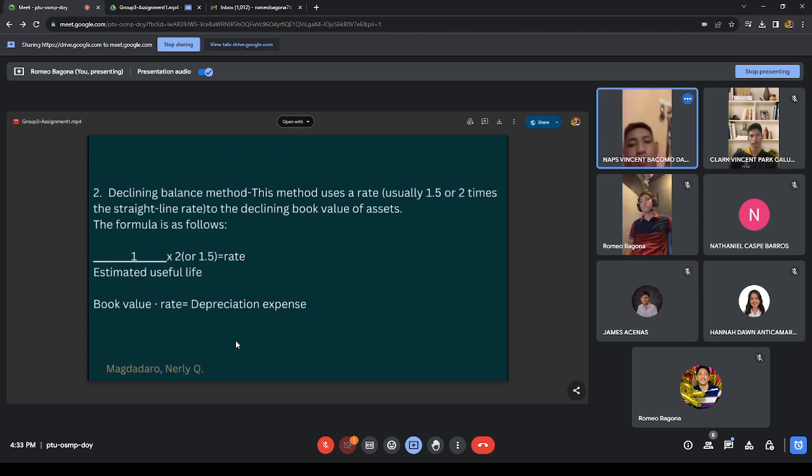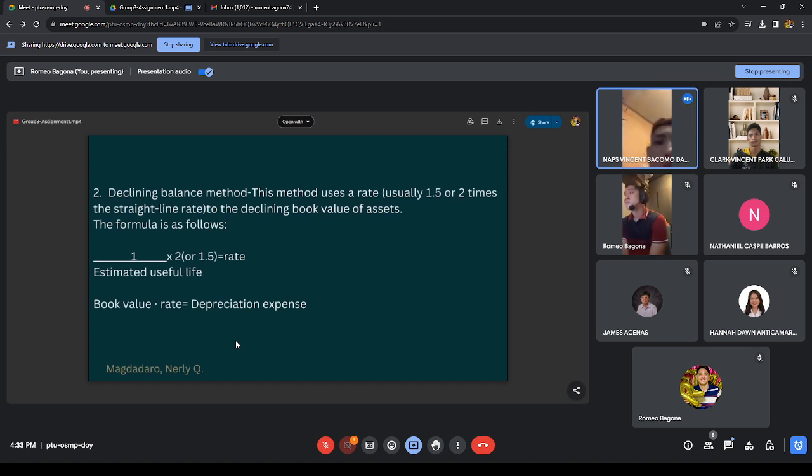This method uses a rate, usually 1.5 or 2 times the straight line rate, applied to the declining book value of the asset. Here, assets are depreciated at a higher rate in the initial years than in the subsequent years. Under this method, a constant depreciation rate is applied to an asset's declining book value each year. This method results in accelerated depreciation and higher depreciation value in the early years of the life of an asset.